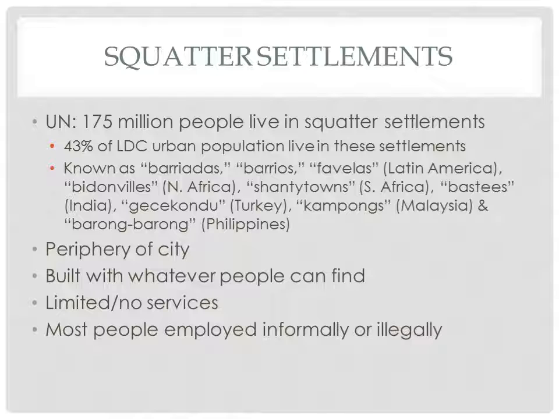These areas have very limited, if any, services. Schools, paved roads, telephones, sewers. Since people don't own the land, nor do they rent, there's no tax revenue necessarily coming from these areas. And since a lot of people are employed informally or illegally, because we do see a lot of drugs and violence in these areas, there's, again, not any tax revenue coming from this to provide these services. And since people are living there illegally, there's kind of this disparity.